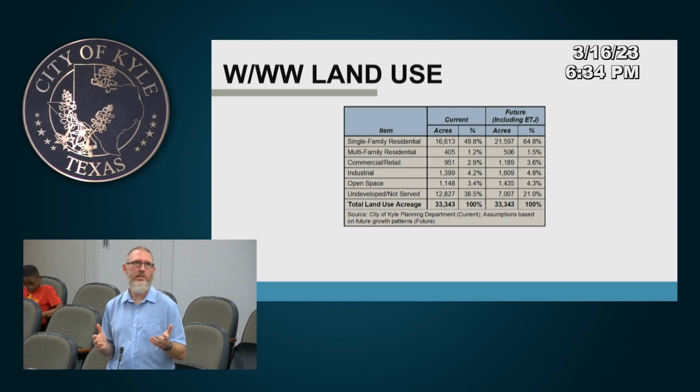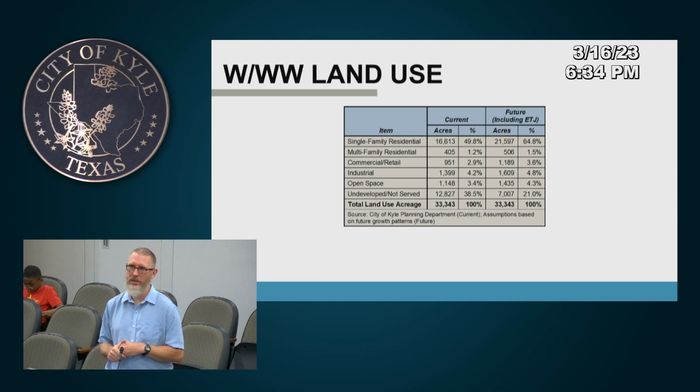So within the city's ETJ boundary, there's about 33,343 acres. And you can see the current acres listed there as best as we can determine based on zoning and what we think is actually there on the ground. And then I tried the best I could to grow that 10 years in the future, just again, based on what we think the development patterns are going to be.